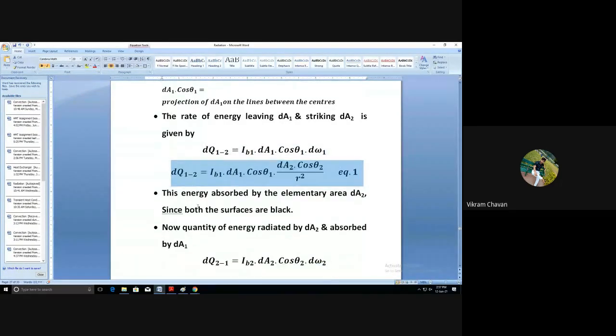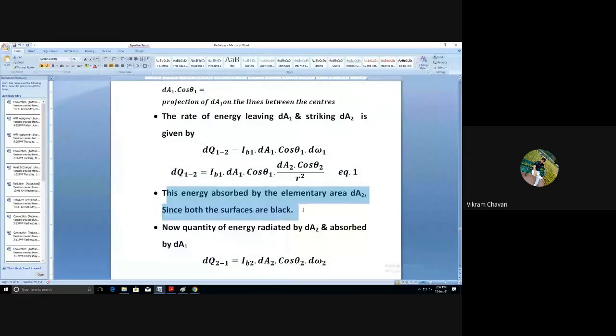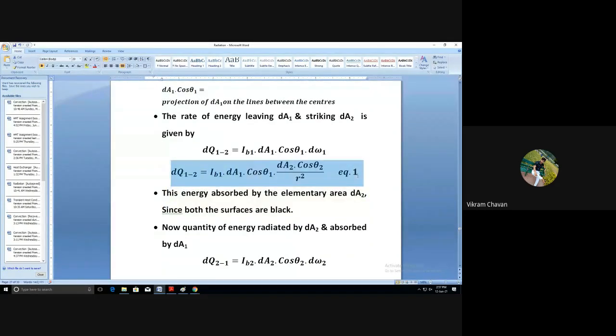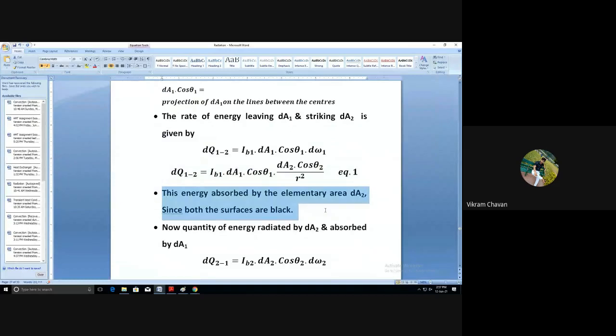Then next point, this energy absorbed by the elementary area dA2. Whatever energy 1 released in the direction of angle theta, in the direction in which dA2 lies, all that energy dA2 absorbed. That is nothing but emitted by 1, absorbed by 2. So this energy is absorbed by the elementary area dA2, since both the surfaces are black.